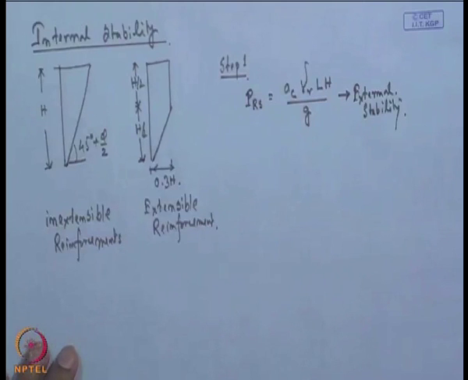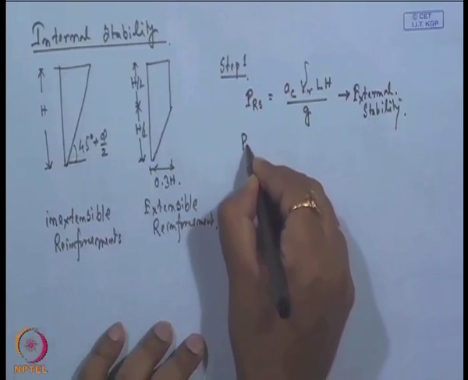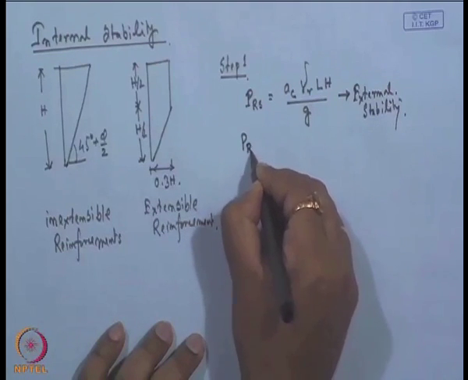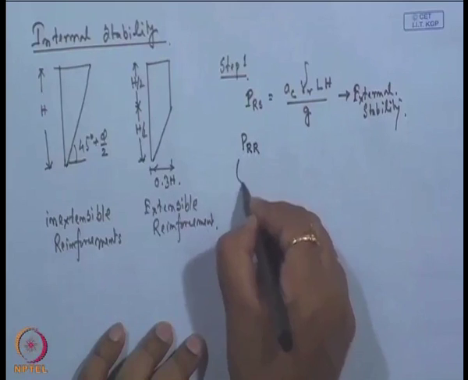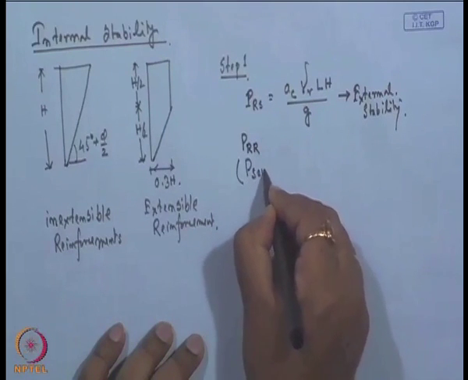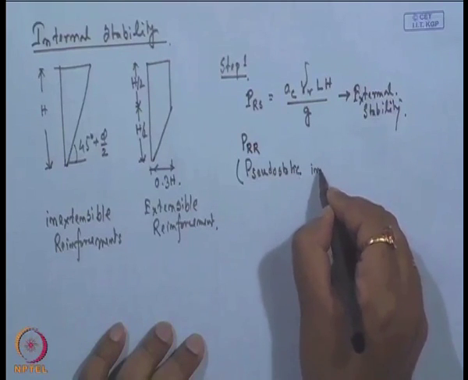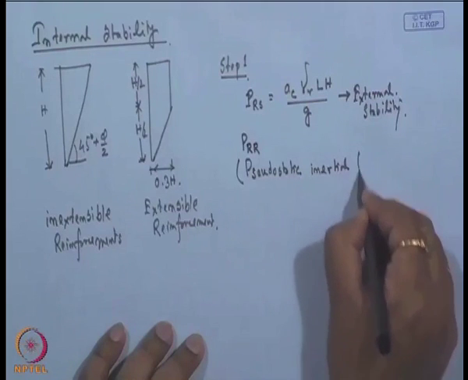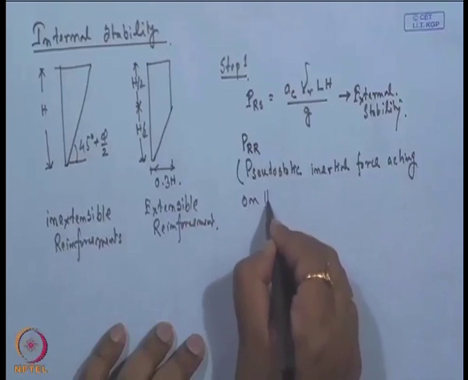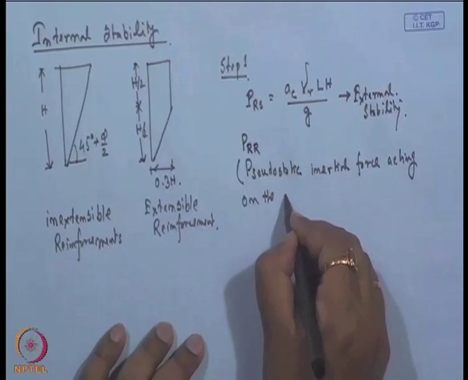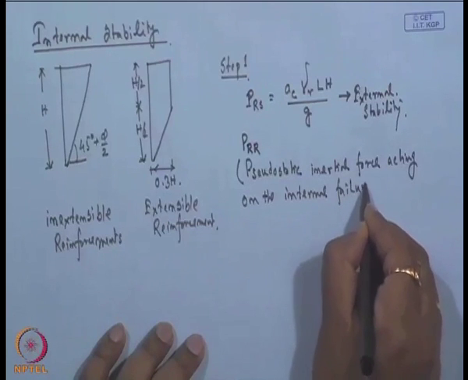Now, for the internal one we will calculate a similar type of force for the internal failure zone, that is P_RR. Or we can write that it is our pseudostatic inertial force acting on the internal failure zone.